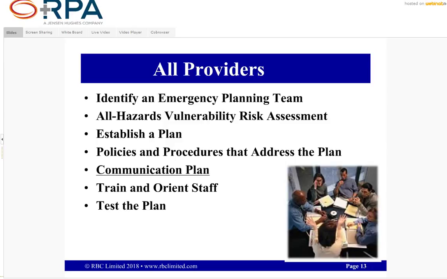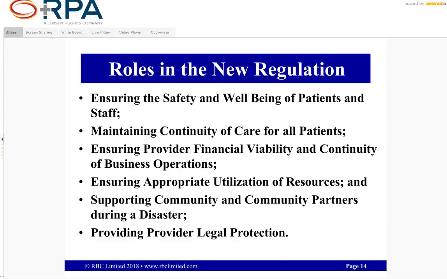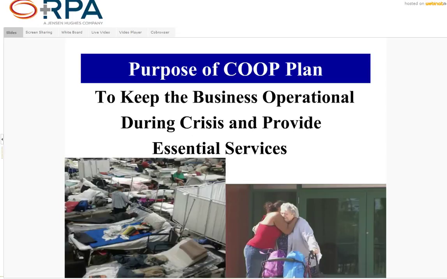So all providers are required to update their communication plan on an annual basis based on your real events and, of course, your testing and exercising. And our roles during the regulation, when you're looking at the communication plan, the goal, the final outcome is to maintain that continuity of care and operations, as well as appropriate staffing and use of resources, ensuring safety and well-being of patients and staff, and then supporting our community partners as well as the coalition. What can we do and do differently to enhance those roles?